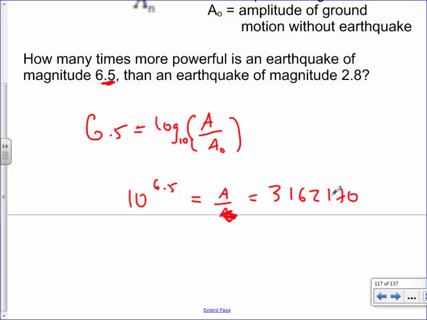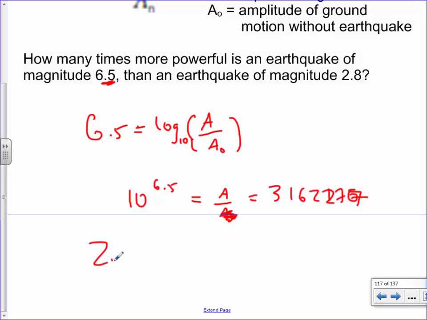3,162,270 or so. That number there. Okay, you guys have that number though, right? So this is how much the amplitude is more than 1. So it's like 3 million times more than 1. Now let's do the exact same thing, only let's do a magnitude 2.8.